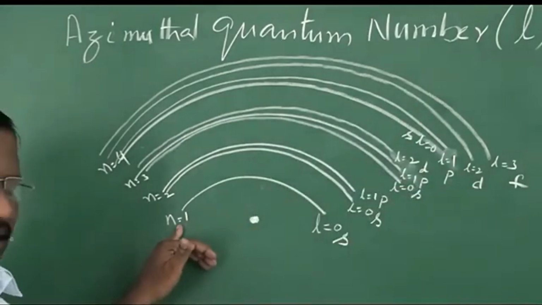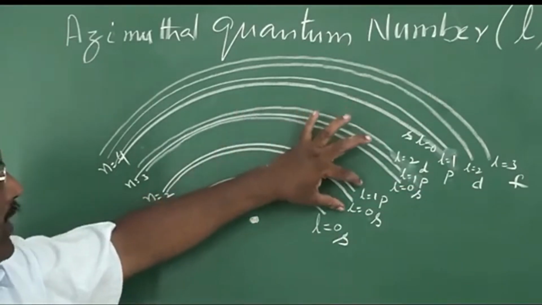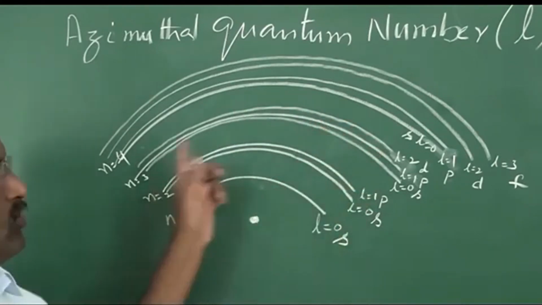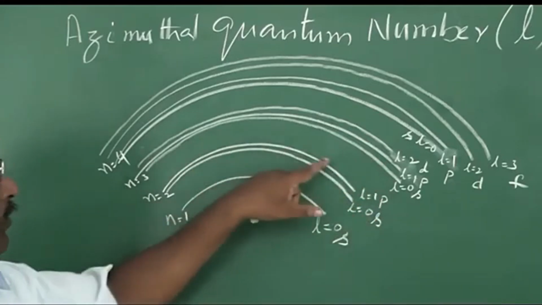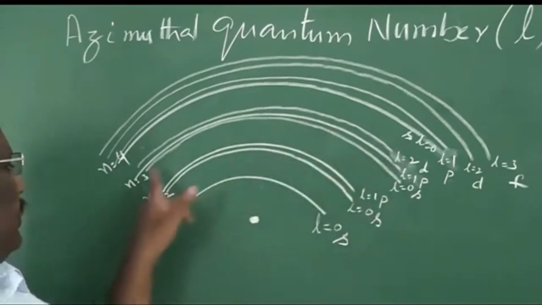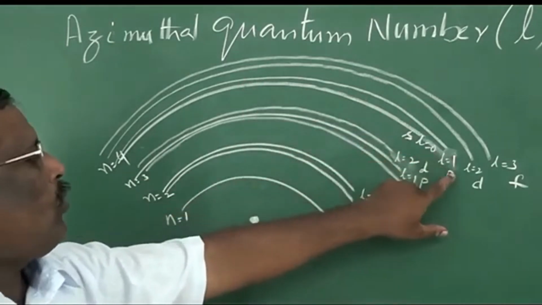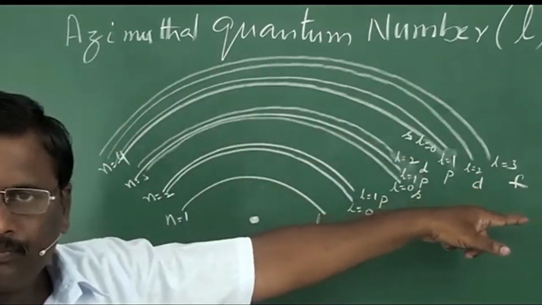So here n is equal to 1, l is equal to 0. n is equal to 2, l has two values. They are l is equal to 0 and l is equal to 1. l is equal to 1 because n is 2, minus 1, is equal to 1. And for the third energy level, you have three l values, 0, 1, 2. This 2 is 3 minus 1, 2. In the fourth energy level, you have four sub-energy levels, 0, 1, 2, 3. That is 4 minus 1, 3.